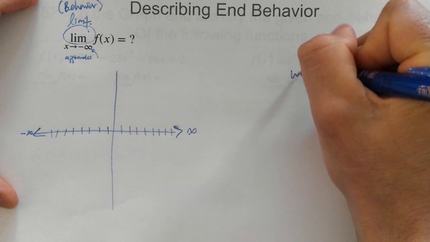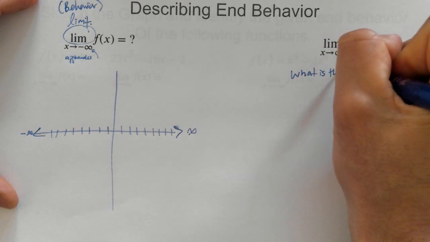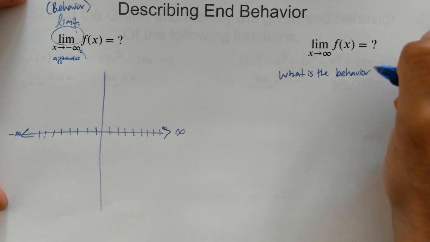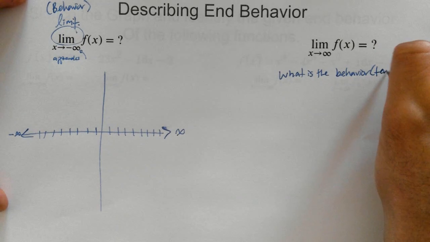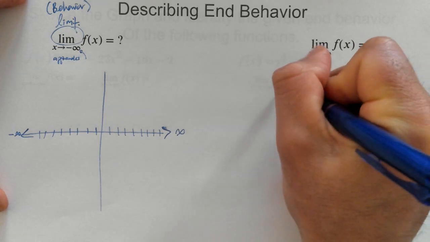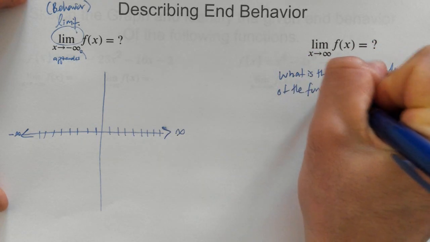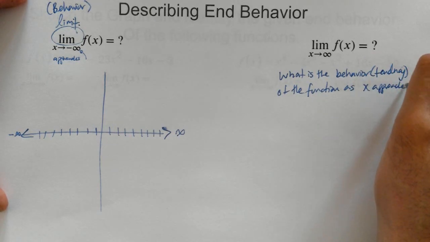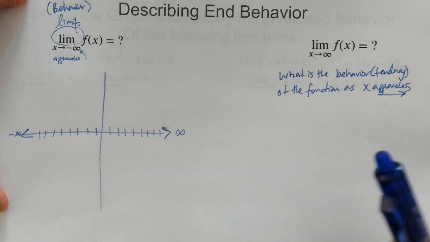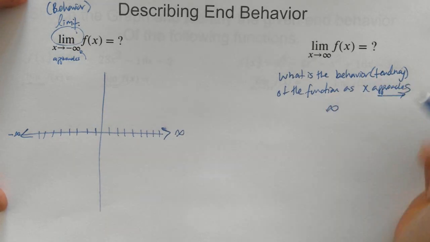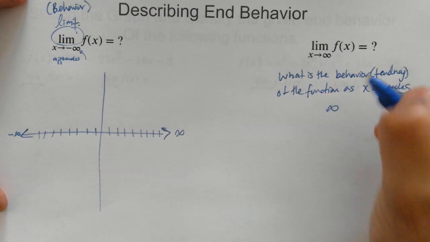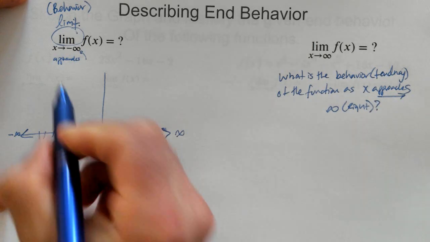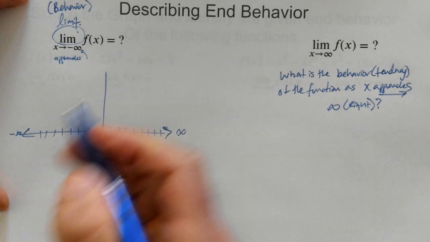You can say something like, what is the behavior, or the tendency, if you want, of the function as x approaches. We use the arrow to say as x goes in the direction of infinity. In this case, infinity is on the right side of the graph, and over here, negative infinity is on the left side of the graph.